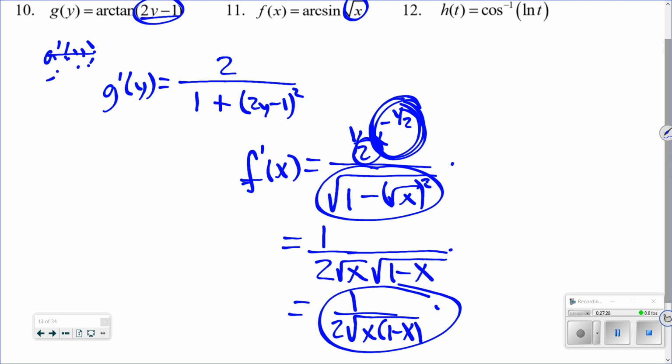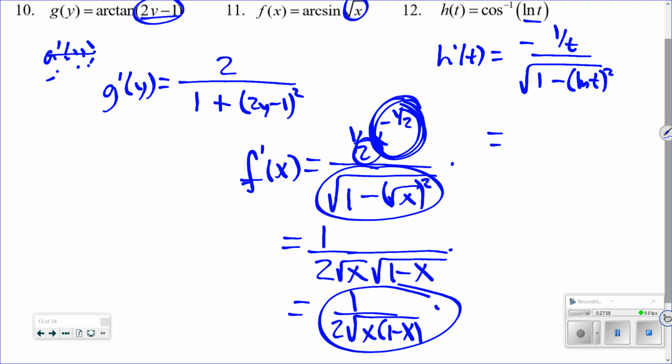Inverse cosine is the same as the arc cosine, same thing. So we're going to use our arc cosine rule. So we're going to say h prime of t is equal to, and I'm going to do the rule. So take the derivative of the inside. So derivative of ln of t is 1 over t, square root of 1 minus, sorry, because it's arc cosine, we have to add the negative. Square root of 1 minus the ln of t squared. Not a lot you can do to simplify that. You can move the t down to the bottom.